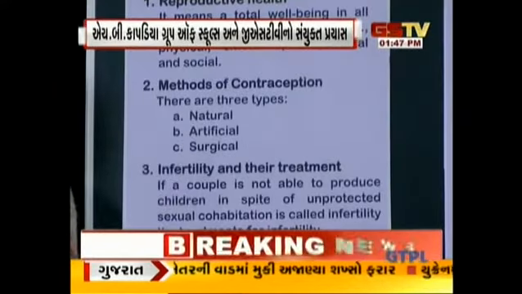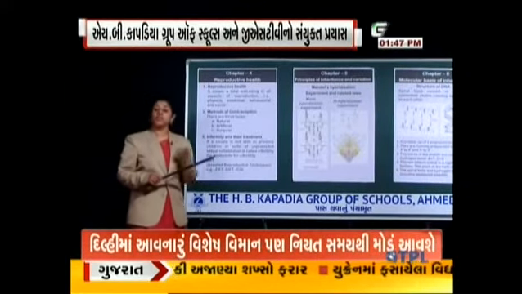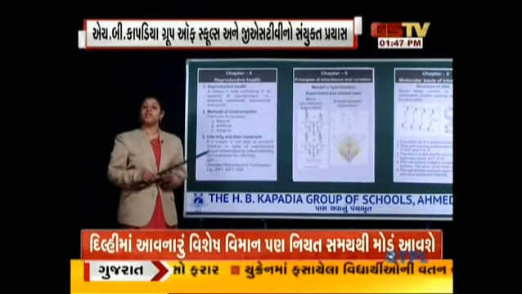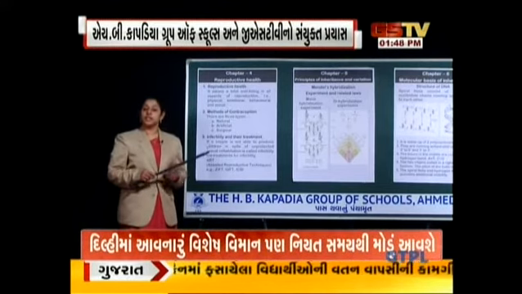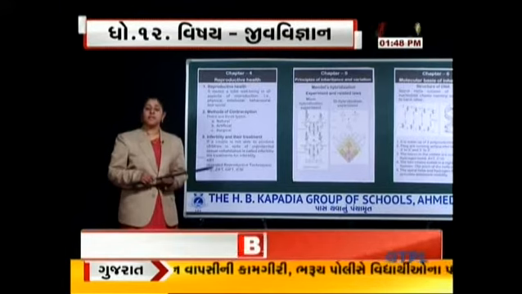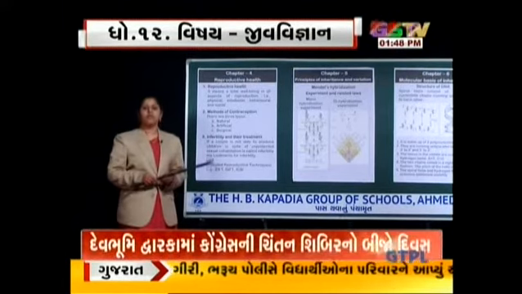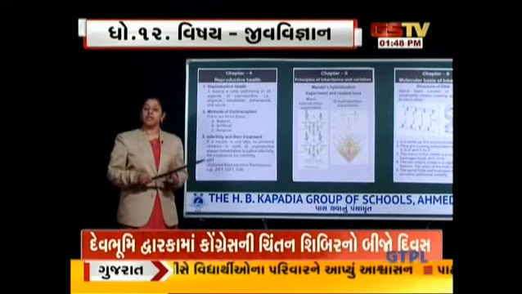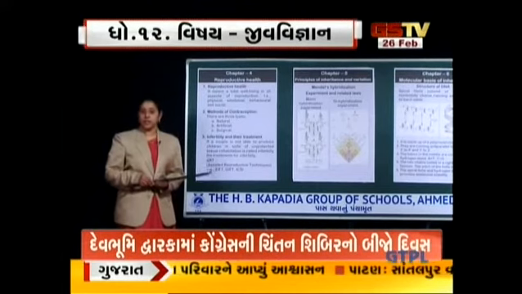Second one artificial. That means you can use certain artificial devices, which are inserted either into the uterus or into the penis to prevent the contraception. For example, IUD, diaphragm, condoms, all these are examples.